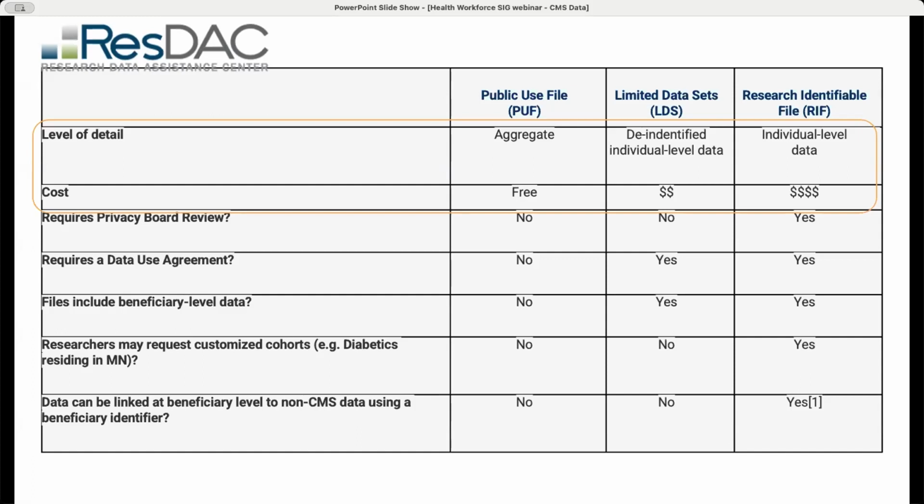And this is patient level data. These are the most expensive data to use. You have to go through IRB approval, you need a DUA, but you have a lot of the granularity at the patient level. Next slide.